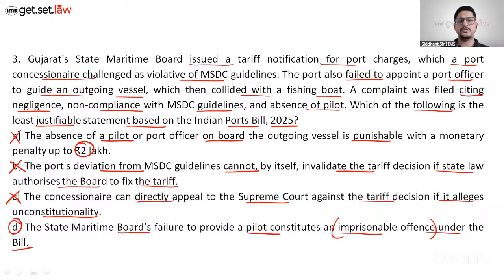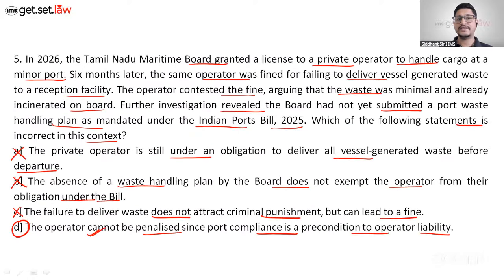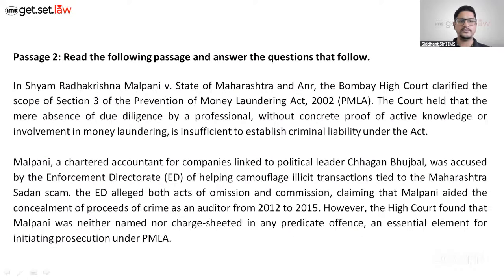Now, the board's failure to provide a pilot constitutes an imprisonable offense is the least justifiable one. You can't make the person liable for a criminal thing, because this is not a criminal thing. It's negligence. It might be considered a civil wrong, not a criminal wrong. So why send a particular person to jail? Because it is not even impacting anyone at a greater level, not a threat to life, right? So that's why D seems to be the better one. Okay, so let's go to the next paragraph. Come on, everyone, come to the next paragraph.